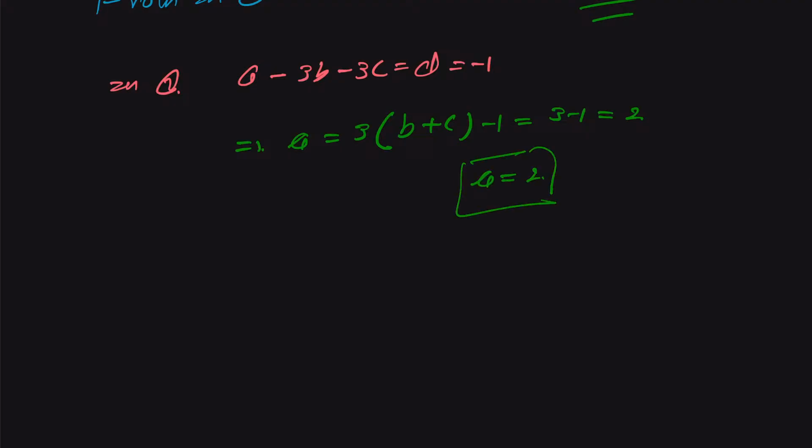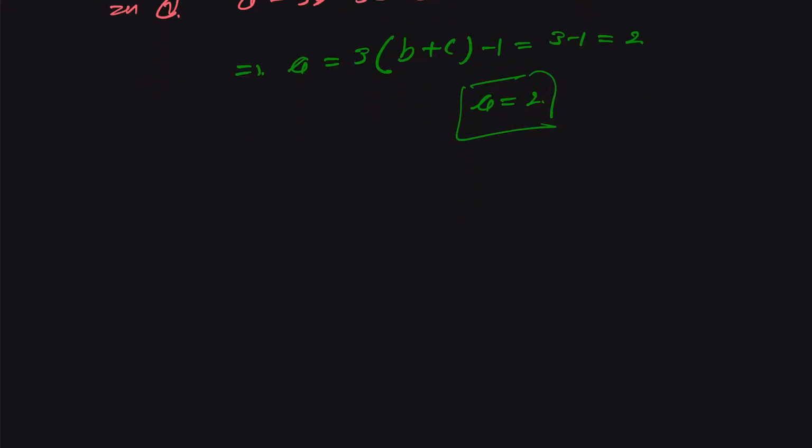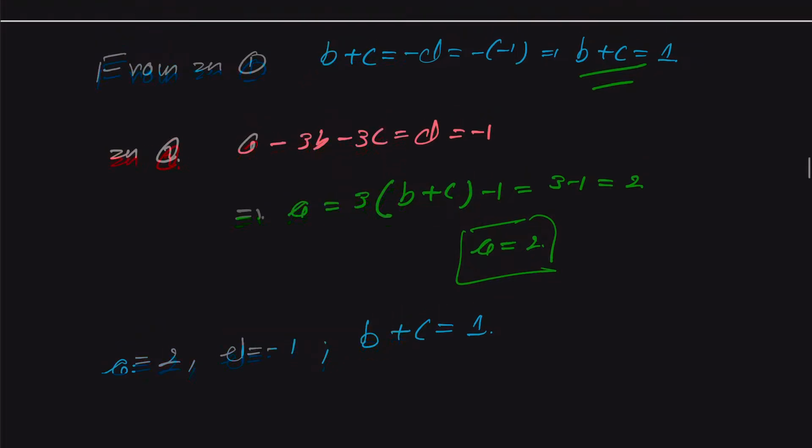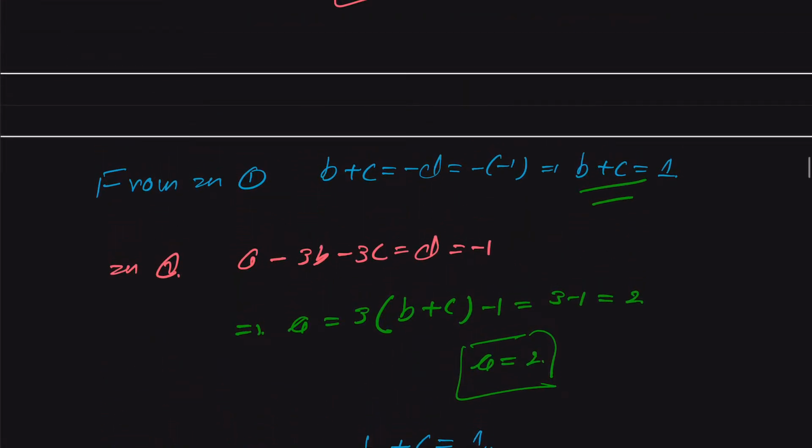So far we are able to find out that the value of a is equal to 2 and d is equal to minus 1, and the problem lies in that b plus c is equal to 1. Okay, this is the main problem, because we usually know that the number of variables should be equal to the number of equations, then only we will be able to solve it.